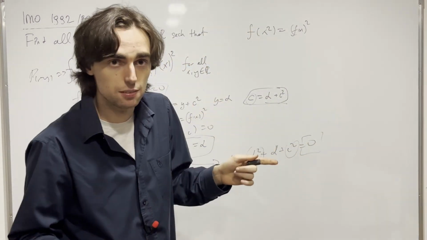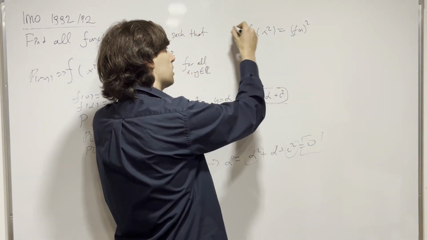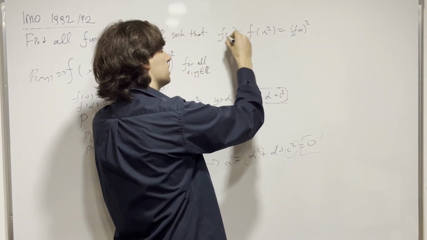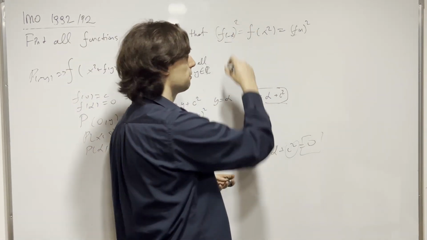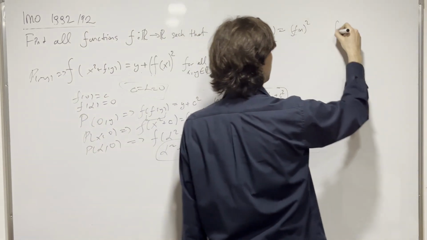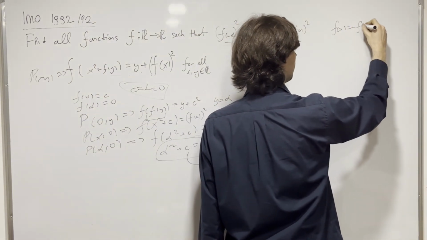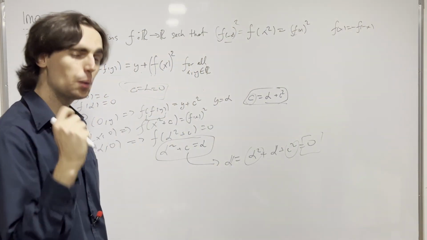The first thing it gives us is, if instead of x I plug in minus x, I'll get this as f of minus x squared, right? So because of injectivity, f of minus x and f of x can't be the same. So I get f of x is equal to negative f of minus x. That's the first thing I get. What do I also have?